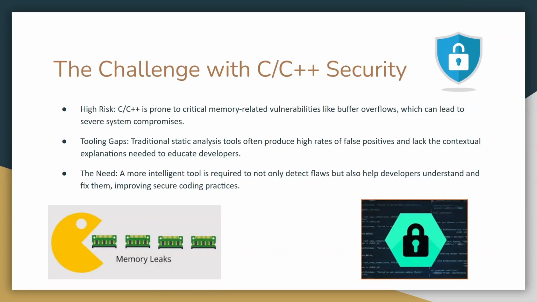So what is the challenge with C++ security? There is a high risk in C++, which is prone to critical memory-related vulnerabilities like buffer overflows, which lead to severe system compromises. Also, traditional static analysis tools often have high rates of false positives and lack the contextual explanations needed to educate developers regarding the issues. So what we need is a more intelligent tool that not only detects the flaws, but also helps developers understand and fix them, which improves secure coding practices.